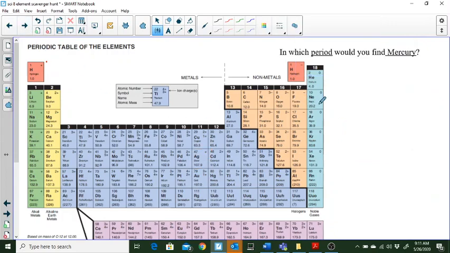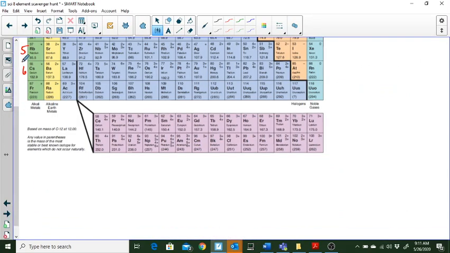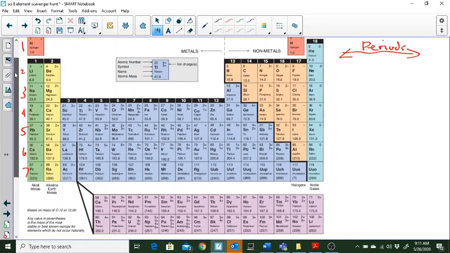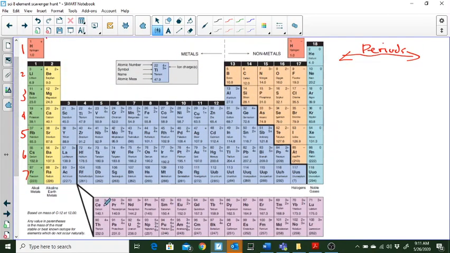All right. In which period would you find mercury? Remember, periods go across. So we have the first period, which has only two elements in it, then 2, 3, 4, 5, 6, and 7. Those are the seven periods. These elements here aren't in periods 8 and 9. They actually fit into the periodic table here. You don't really need to worry about that, but recognize we've got these 7 periods.